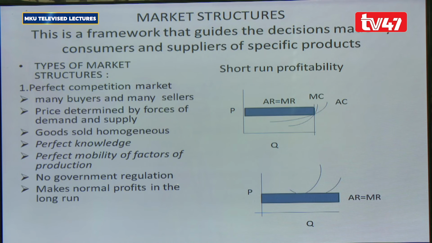Why do we need to know that? We need to know that because when there are so many buyers and so many sellers, no specific stakeholder, buyer or seller, can influence in a major way the prices in this market. Why? Because there are so many. Therefore, the prices in this market are determined by the forces of demand and supply.